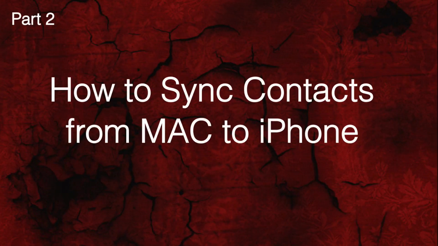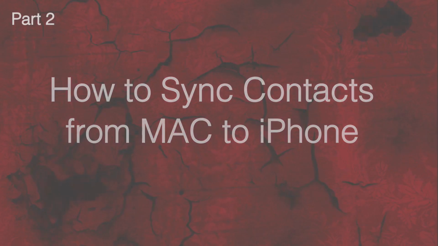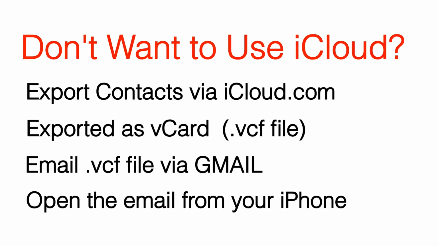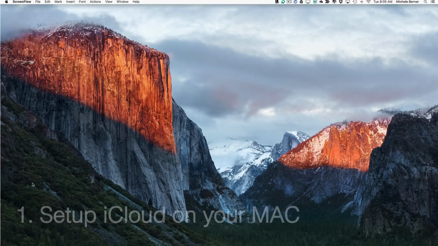The straightforward way to sync contacts from your Mac to your iPhone should be using iCloud. If you don't like using iCloud, you can always upload your contacts to Gmail first by exporting them as vCards, and then transfer the contacts from Gmail to iPhone later. But for now, let's look at how to use iCloud to sync contacts from your Mac to your iPhone.